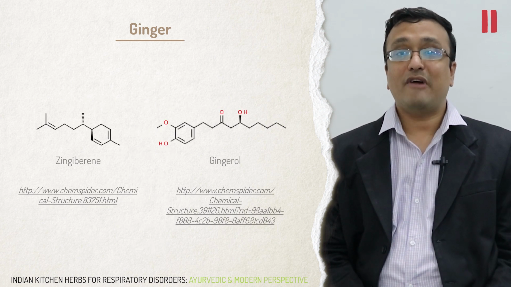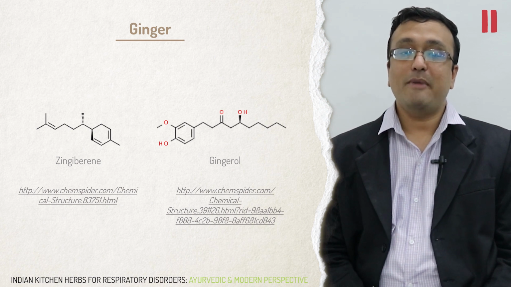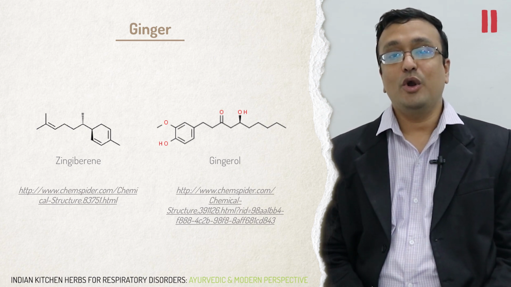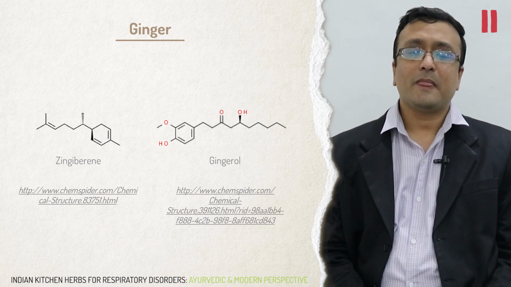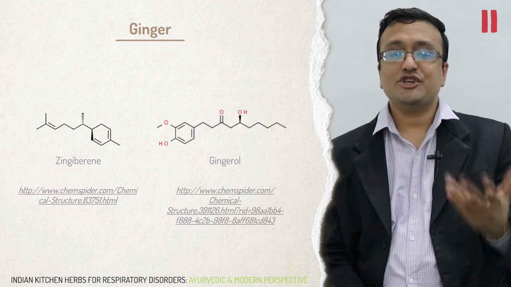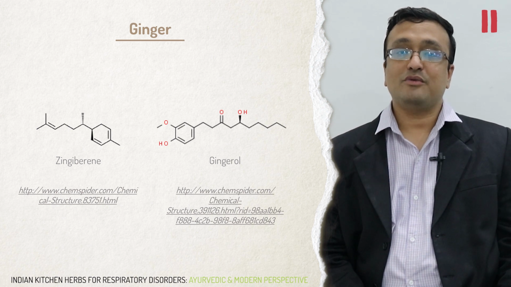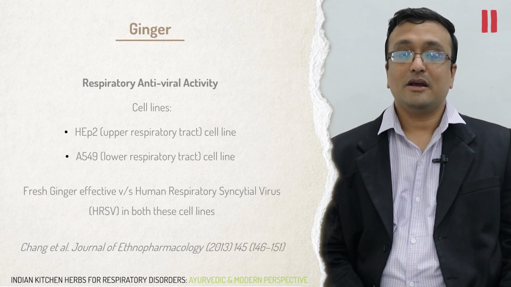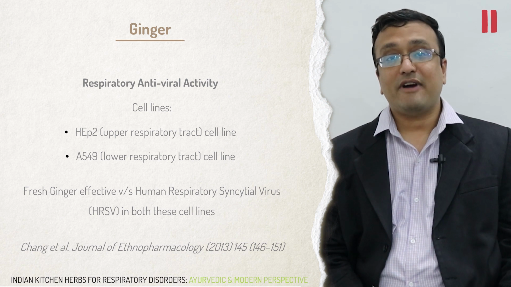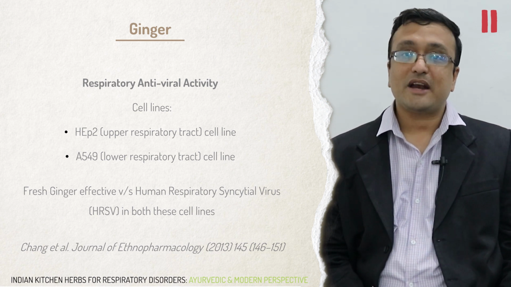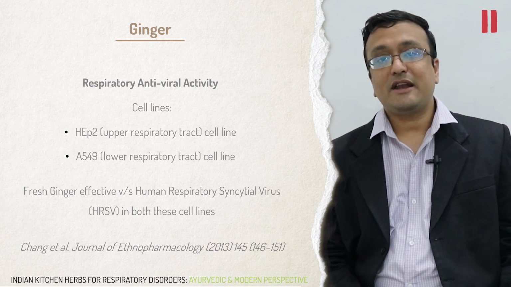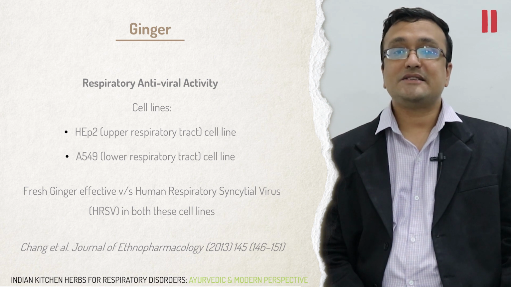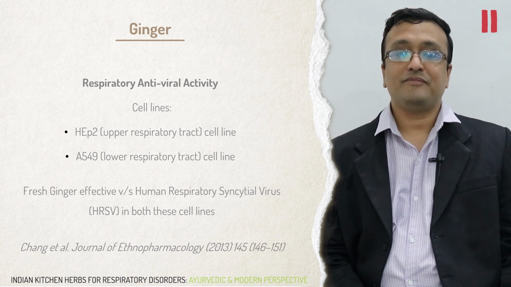Ginger consists of valuable phytoconstituents. The main class of phytoconstituents are oleoresins, out of which zingiberine and gingerol are very important constituents. All these constituents, including the shogaols and zingerone, have been found to be effective against cough. But you might ask, is there any antiviral activity on the respiratory tract which is brought about by ginger or its constituents? Well, for that we first need to know about something which is known as a cell line.